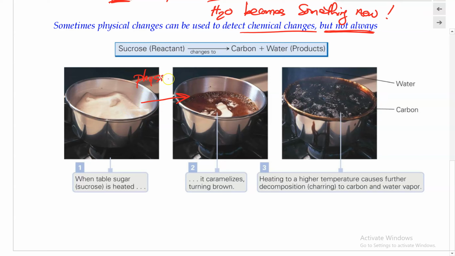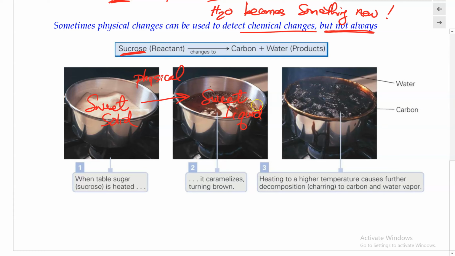And the chemistry name of sugar is actually sucrose. So the sucrose is still there. And it changed from a solid state into a liquid state. So in this case right here, it is undergoing a physical change.